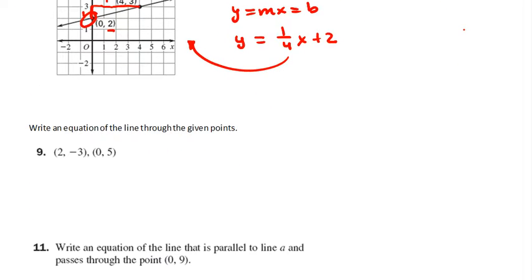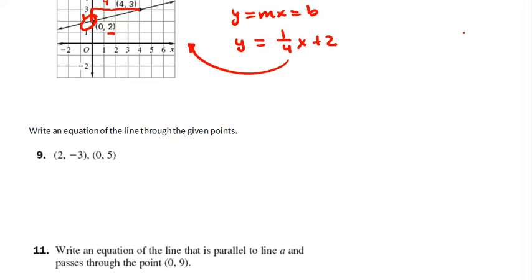Now what happens if you don't have a graph? Let's say they just give you 2 points. Alright? Well, again, I need to know the slope, and I need to know my y-intercept. Well, what's interesting here is I know that my y-intercept is when x is 0, so they've given me the point that is my y-intercept here. So that would be 5.